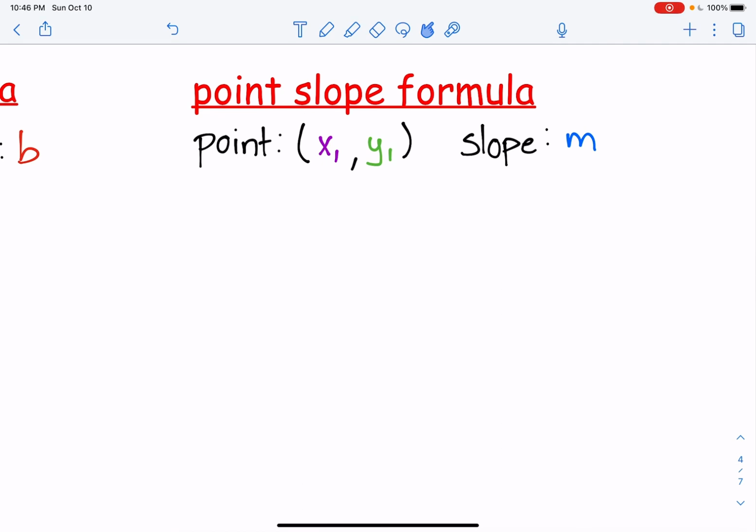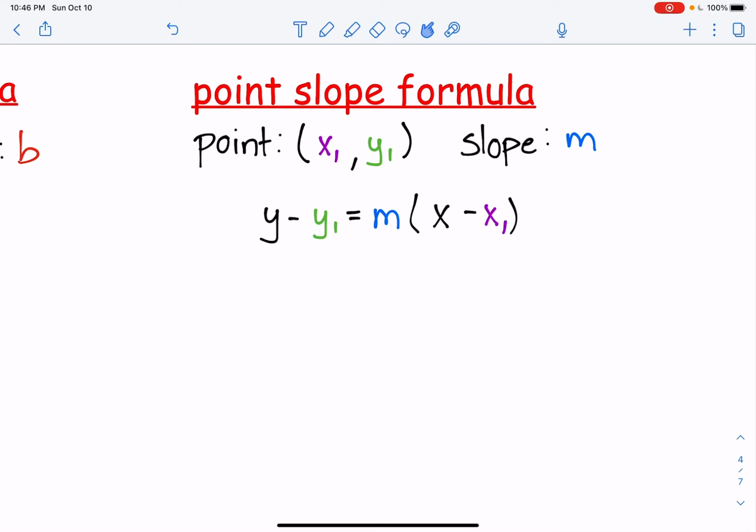Point-slope formula: if I'm given a point and a slope, I use point-slope formula. That's why it's called point-slope formula, because I use a point and a slope. If you're given 2 points and a slope, you can pick either point, it doesn't matter. So for this case, I go y minus, I plug in my x1, plug in my y1, and plug in my m. So it's y minus y1 equals m, x minus x1.